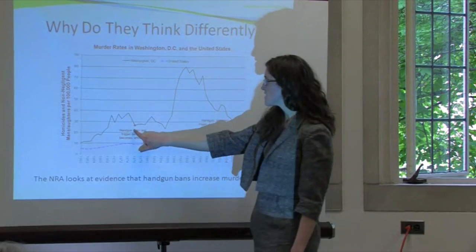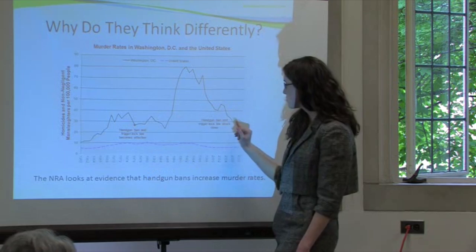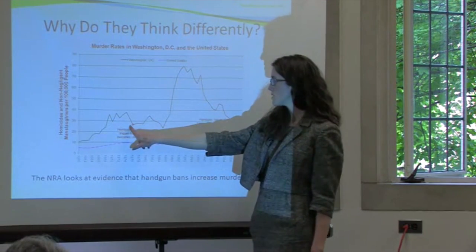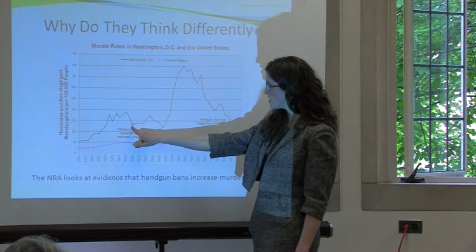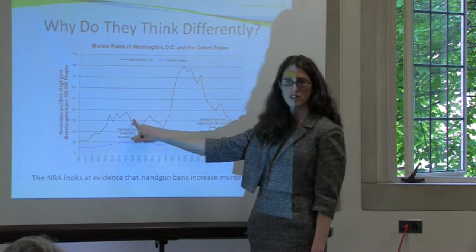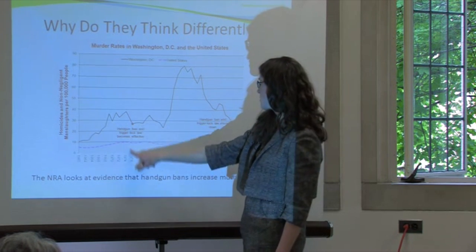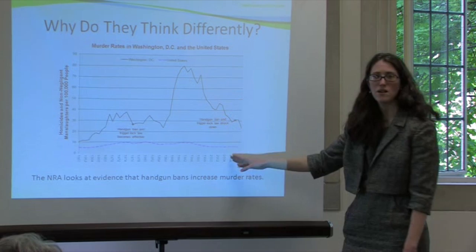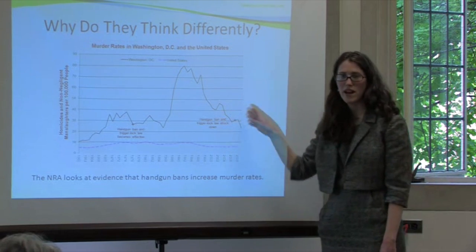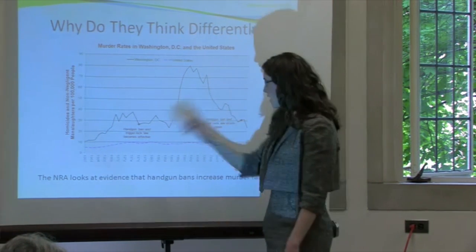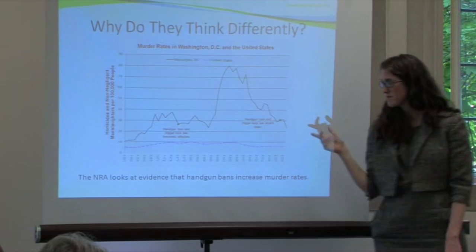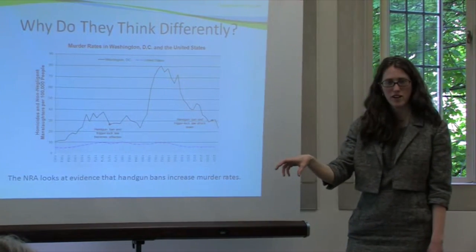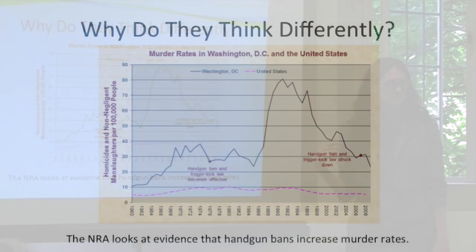All right. So it shows 2 events that happened. One was locally, D.C. created a handgun ban and trigger lock law in about 1975. And then in 2007, this law was struck down. And actually that happened on a national level with the Supreme Court decision. But what happened in that time period between when it went into effect and when it was struck down?